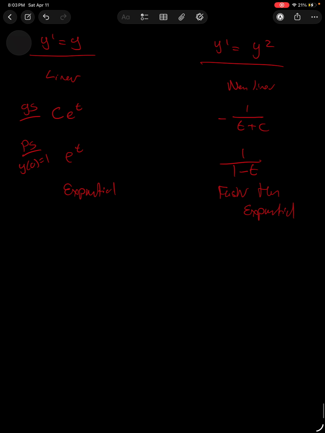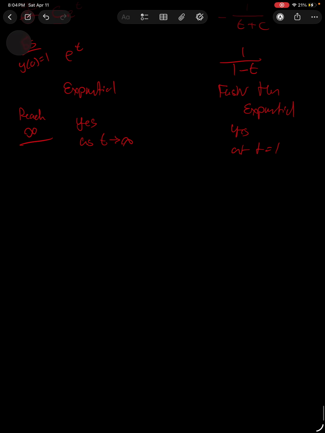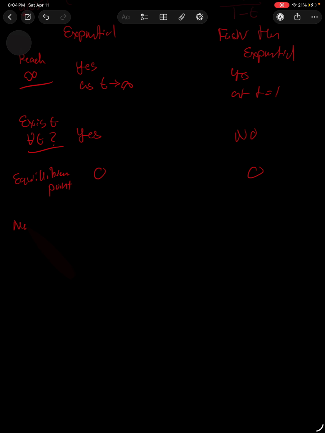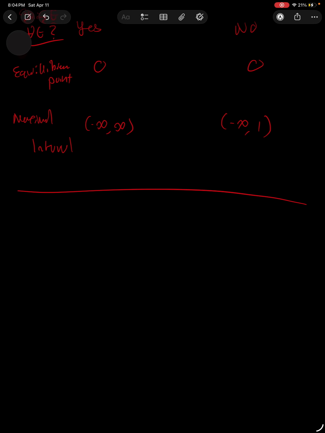Does it converge? Does it reach infinity? Yeah, as t goes to infinity, and yes, at t equals 1. Does it exist for all t? Yes and no. The equilibrium point: zero. Maximal interval: goes from negative infinity up to infinity, and from negative infinity up to 1. So that's a quick comparison of those.